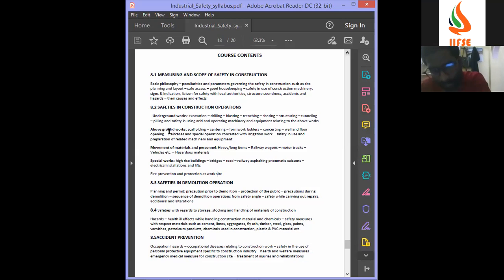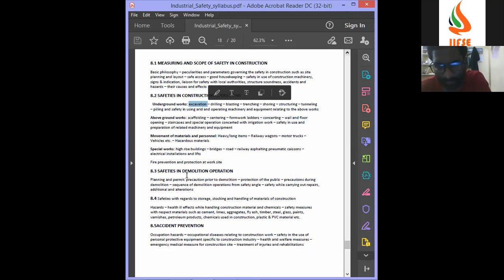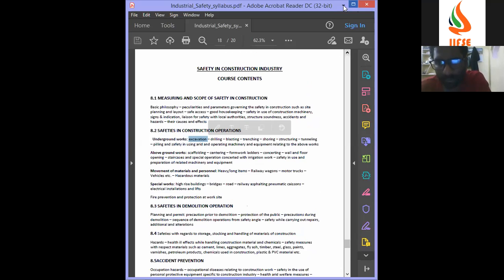Coming to the above ground construction: scaffolding, centering, framing, ladders. We'll discuss what the above ground constructions are. For everything, we'll have hazards, consequences, and control measures. Your main principle is to understand what the hazards in excavation are and what the control measures are, and relate them in that way. Today we'll discuss all this. So now you can see the excavation and trenching slide, right? Can you see?